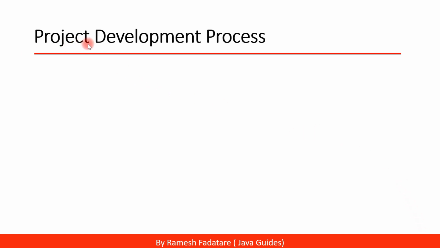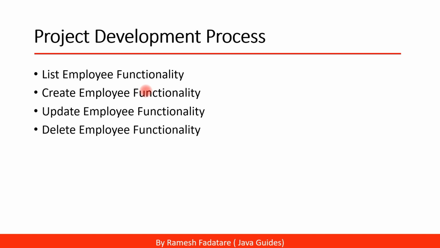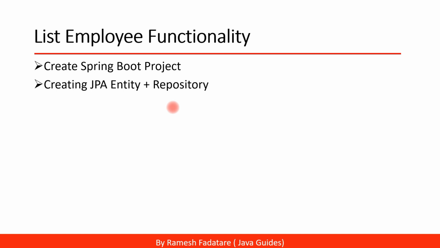Alright guys, let us take a look at the project development process. So we are going to develop a CRUD full stack application. So we first complete list employee functionality, and then create employee functionality. After that update employee functionality, and then delete employee functionality. So we'll divide this functionality into steps. First we'll complete end-to-end list employee functionality. We'll begin with creating a Spring Boot project, and then we add JPA entity and repository to the Spring Boot project, and then we create list employee REST API.